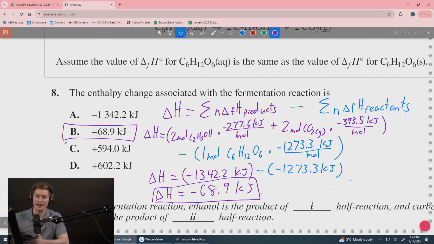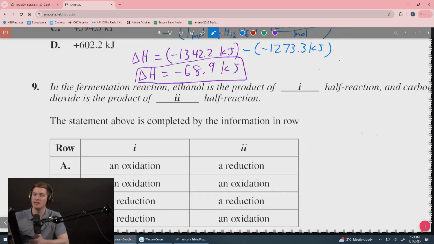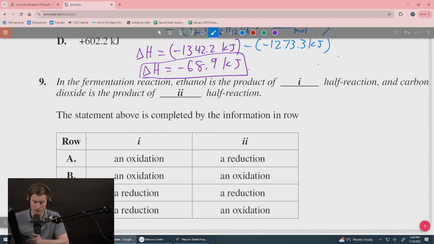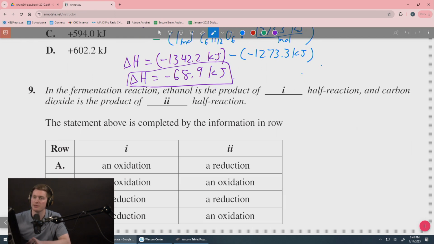That's the last thermochemistry question, but we're going to use the same reaction to answer a redox question. In the fermentation reaction, ethanol is the product of a what half reaction, and carbon dioxide is the product of a what half reaction. This could be considered a disproportionation reaction, because the carbon is being both reduced and oxidized.